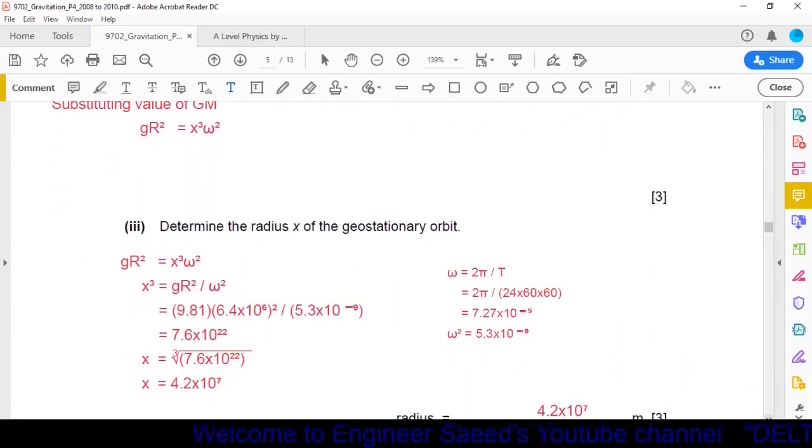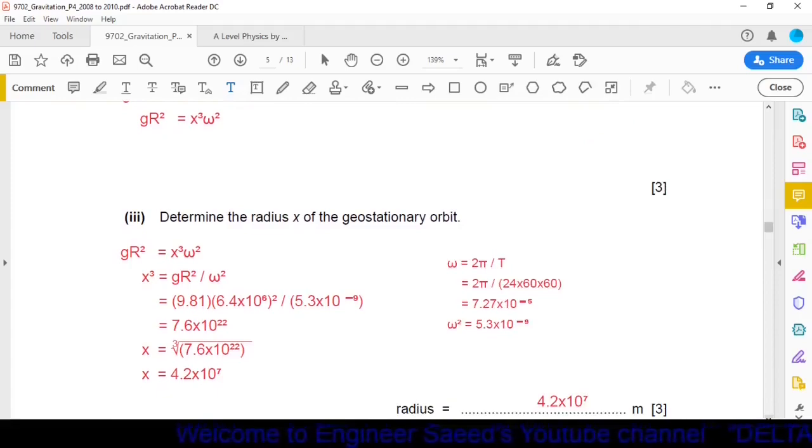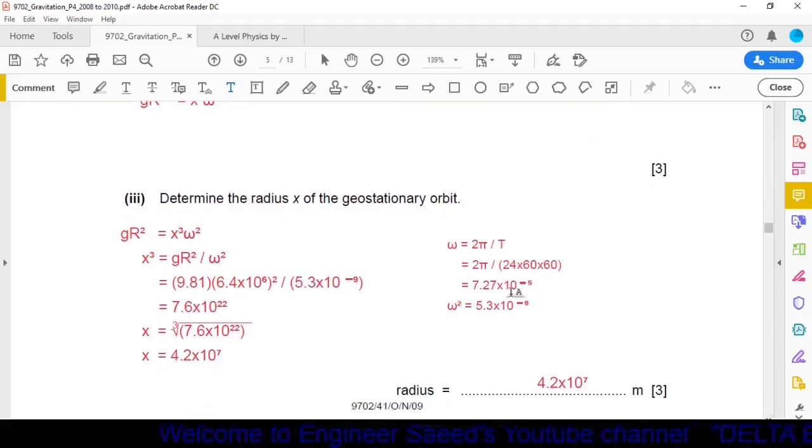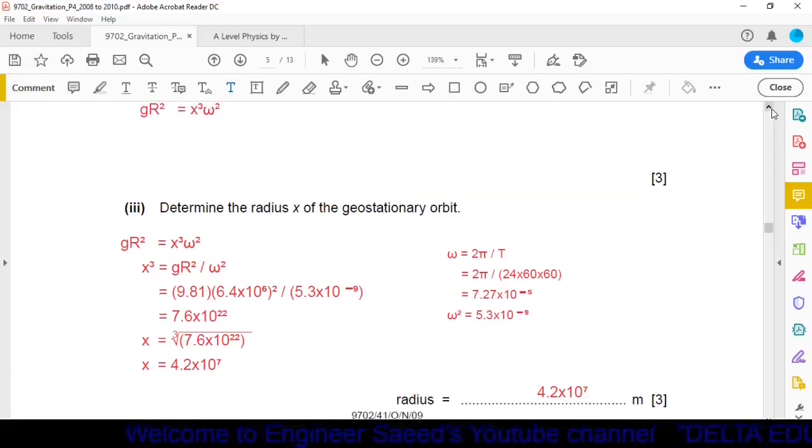Next part, determine the radius x of the geostationary orbit. We have just derived an expression g r square is equal to x cube omega square. The same equation is written here. Now x cube will be equal to g r square over omega square. Here we have to substitute the values.